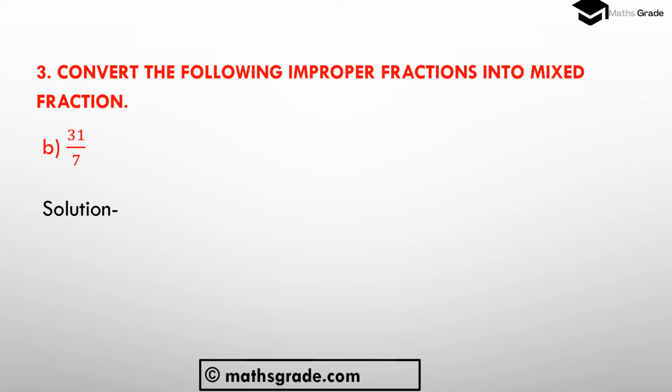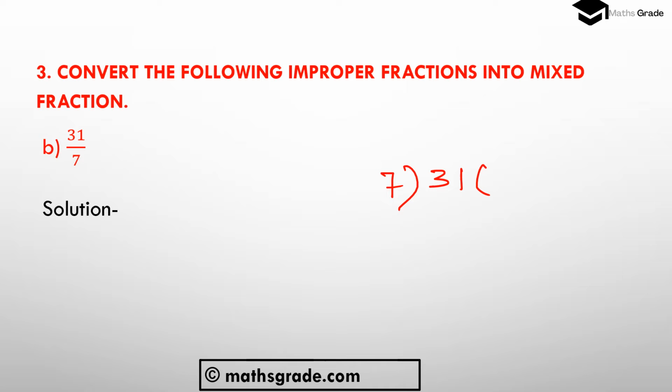Now part B, 31/7. We have to convert this improper fraction into a mixed fraction. We are given the improper fraction 31/7. Here 31 is the numerator and the denominator is 7. The numerator is more than the denominator, so this is an improper fraction. When we convert an improper fraction into a mixed fraction, just divide the numerator by the denominator. Now 31 is the dividend and 7 is the divisor.